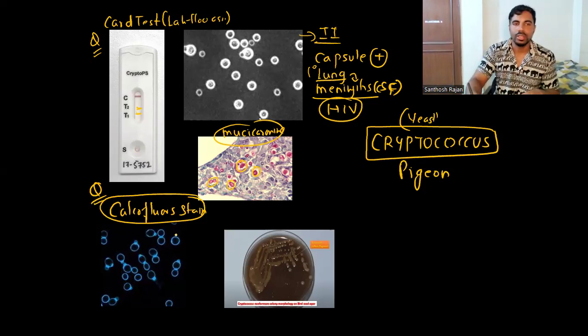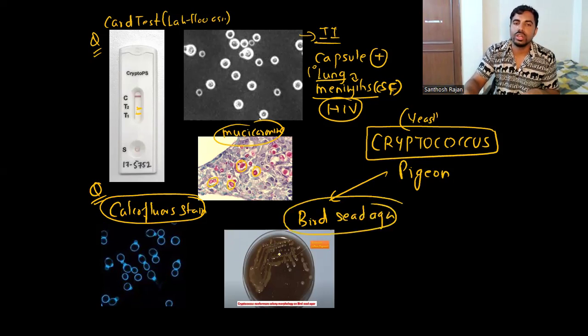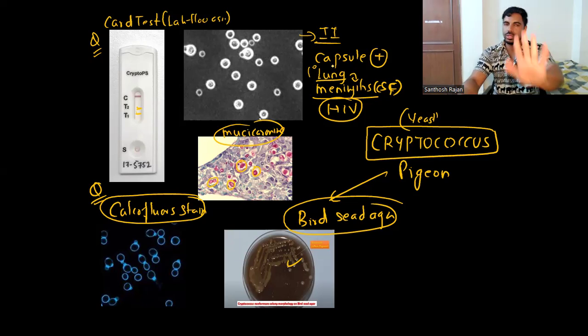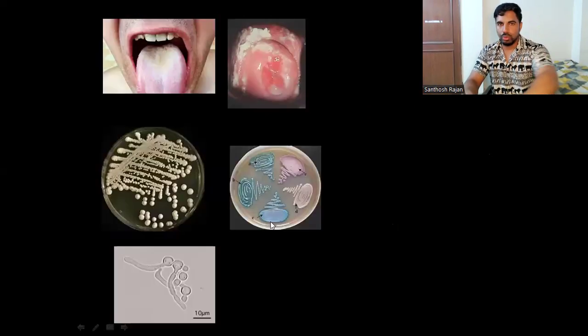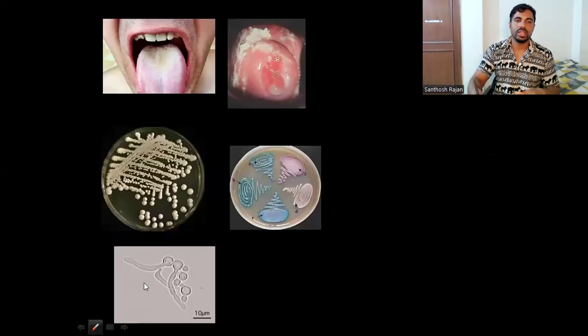And this is bird seed agar, because Cryptococcus, as I told, grows on bird seed agar. You can see brown colonies growing here. This much only you should know. Meningitis in an HIV patient, mucicarmine stain shows the capsule. There are a few others, but most common is this. And calcofluor white is the fluorescent stain, and bird seed agar. Cryptococcus over.